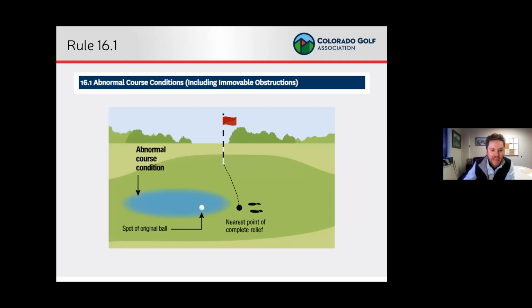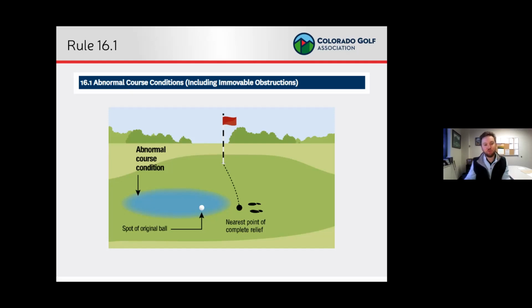It's obviously A, on the putting green, and B, in an abnormal course condition, in this case, temporary water on the putting green. This player is left-handed apparently, so my nearest point of complete relief or my line of play, and again, it's not exactly the line, because if that were the case, the line would be cutting right over the edge of the temporary water.